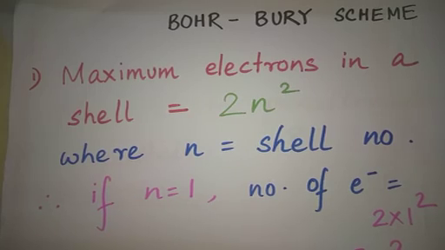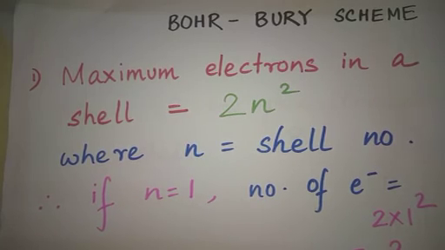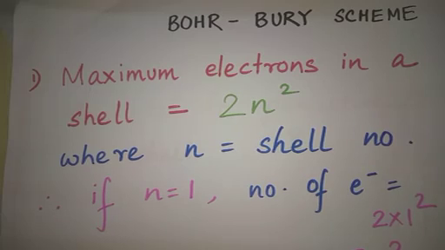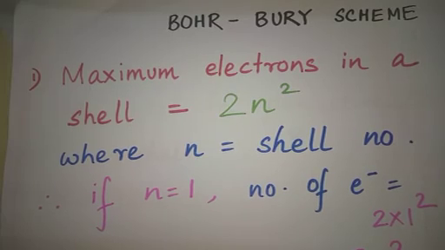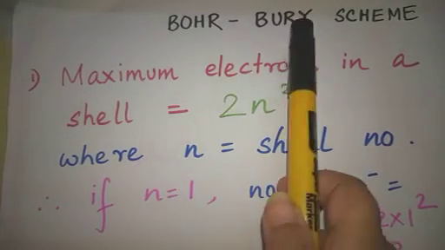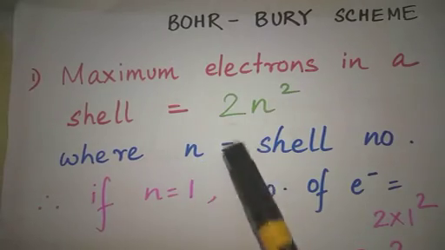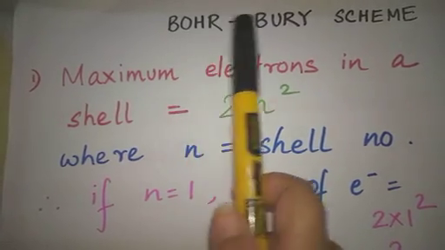Now there's a rule based on which we can put electrons into the different orbits or shells. We all know that electrons are present in the extranuclear part of the atom, so we have to be concerned about that right now. The rule that we follow to place our electrons in those orbits or shells is called the Bohr-Bury scheme. This is named after two different scientists, Bohr and Bury.